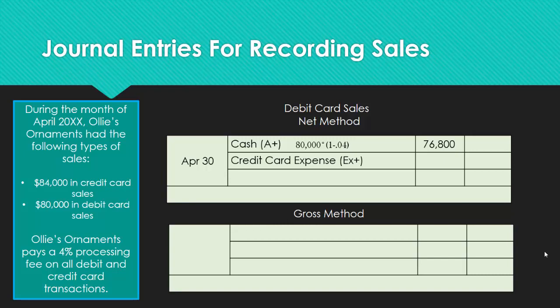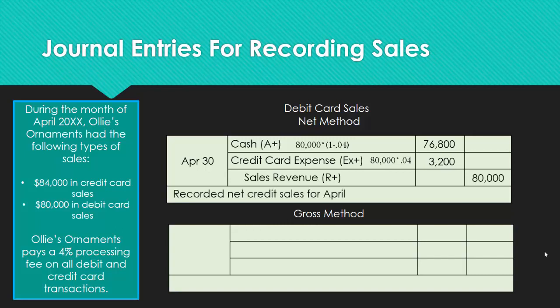They're going to have to record their credit card expense, which is always going to be equal to the amount of this type of sales they did, in this case debit card sales, times the processing fee percentage, which was 4%. So times the $80,000 in debit card sales is $3,200, but they'd still record sales revenue in full for $80,000.